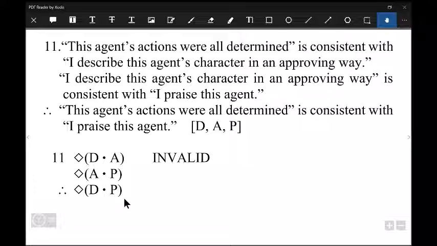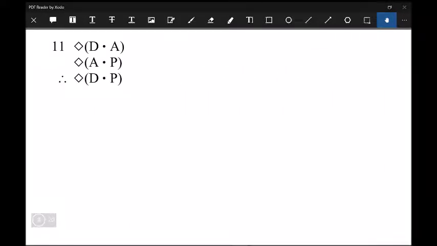This comes out to be invalid. To make it valid, the second premise should say that it's necessary that if I describe the agent's character in an approving way, then I praise the agent, which is pretty plausible. That makes it a valid argument. Why didn't I give you the valid argument? I had too many valid ones. I needed more invalid ones. So with a slight reformulation, this becomes a pretty good argument. But as it is, not so.